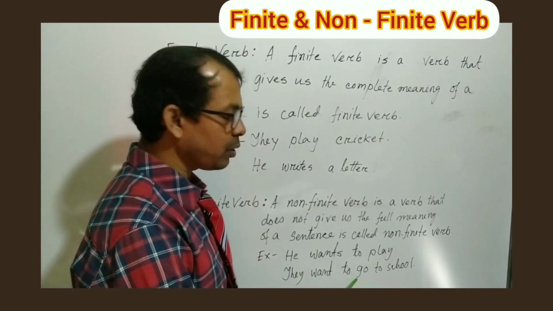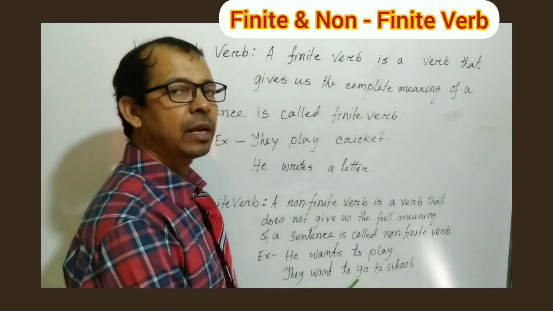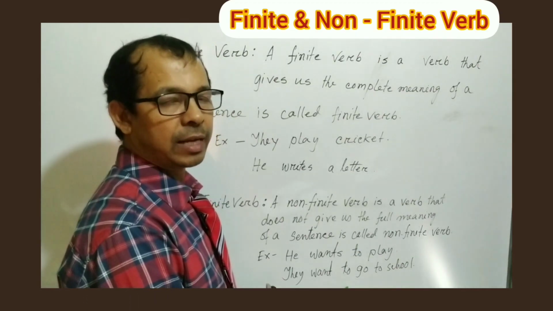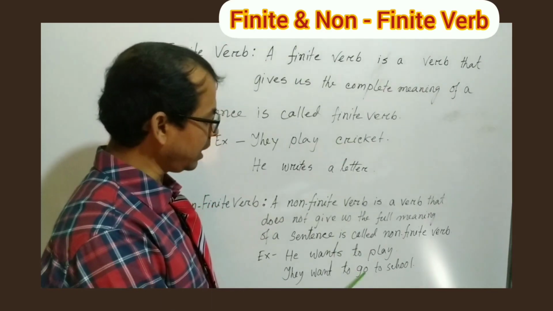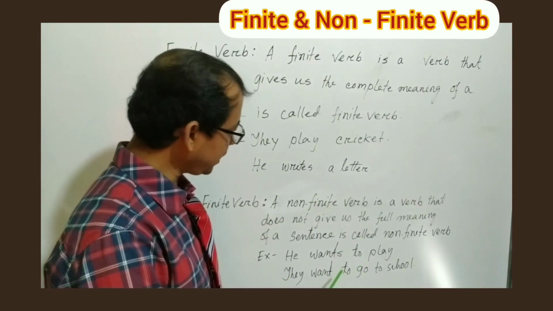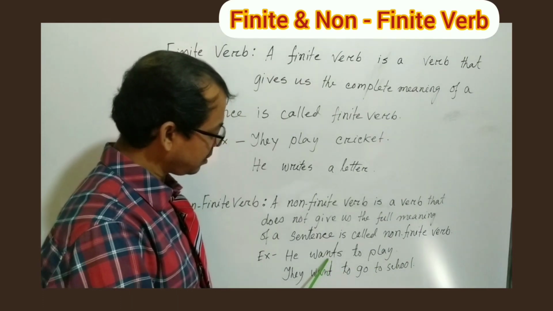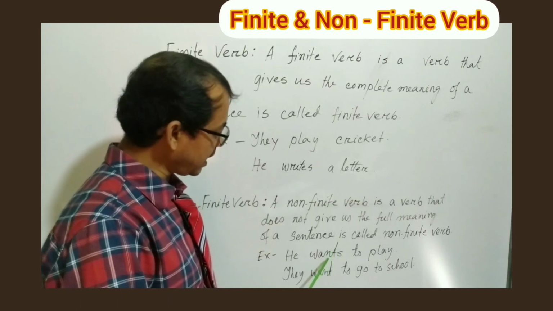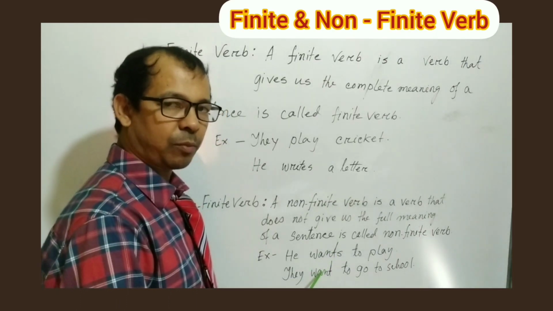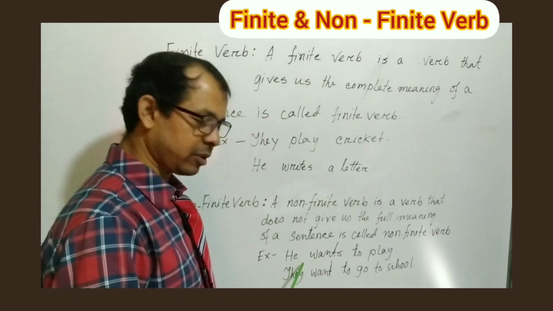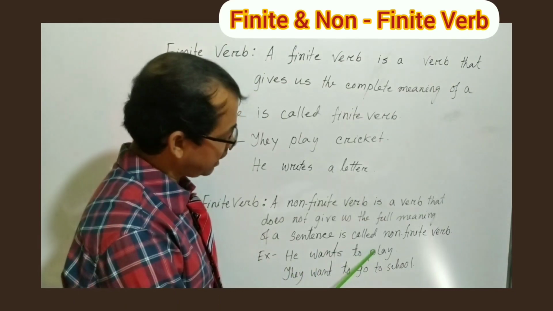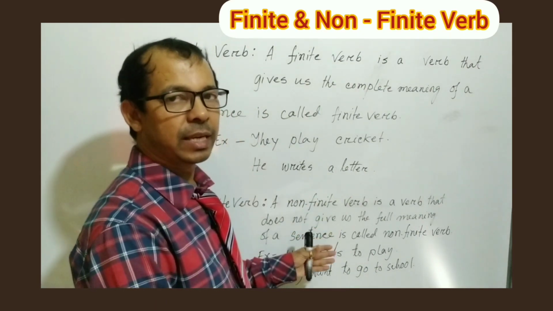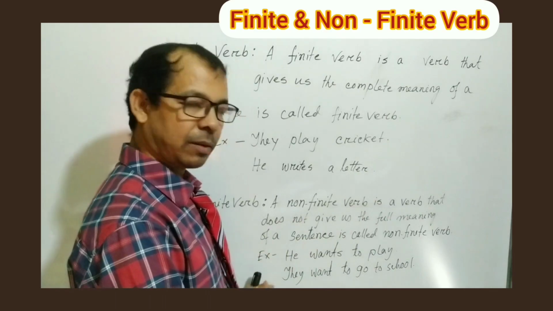They want to go to school. Here to go is non-finite verb. So here to go is also not giving us the full meaning of the sentence. That's why these are the non-finite verb. But here you can see this is wants and want. So these are the finite verb and it has changed its form according to the subject, okay. But here you can see to play, to go. Here it is not changing its form according to the subject, okay.